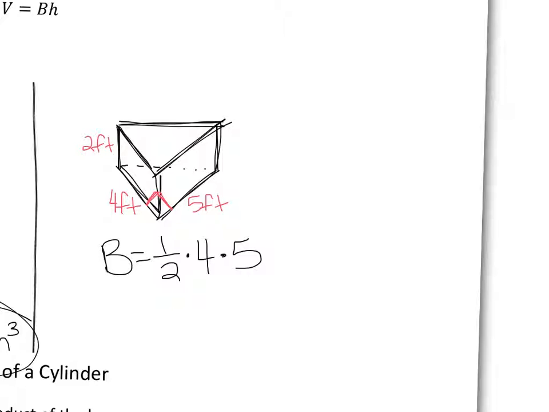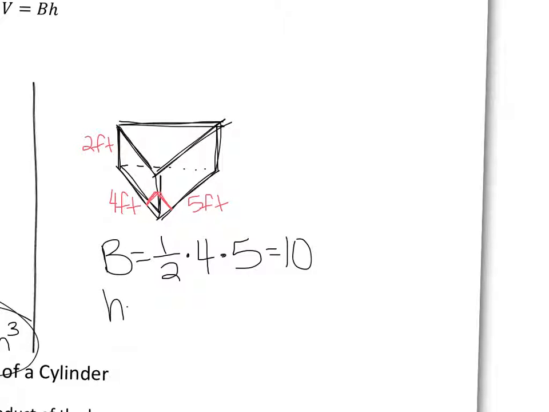How can that be the height if it's a triangle? I thought the height has to go straight down. It does. That's what this right angle means. So if this is my base, this is at a right angle, so it goes straight up. That's why that right angle is important, because it lets me know that that is my height. So whenever I take 1/2 times 4 times 5, what do I get for the area of my base?